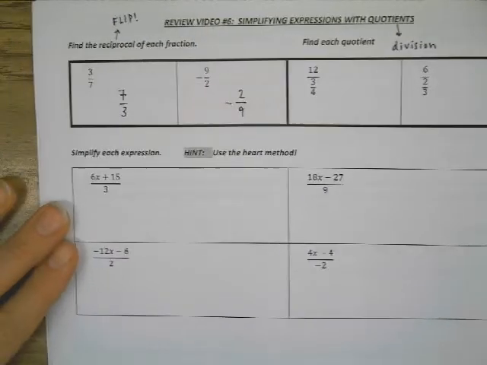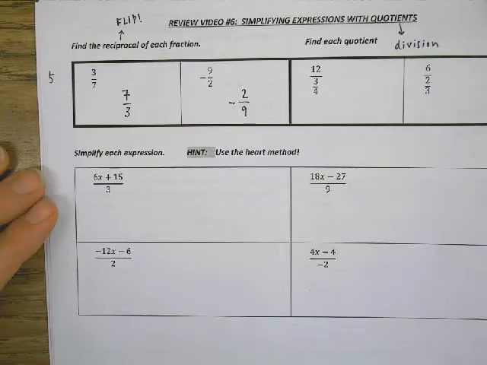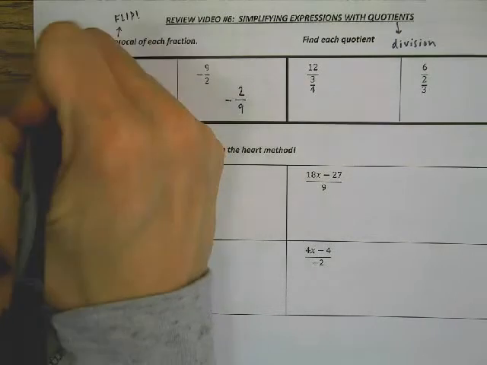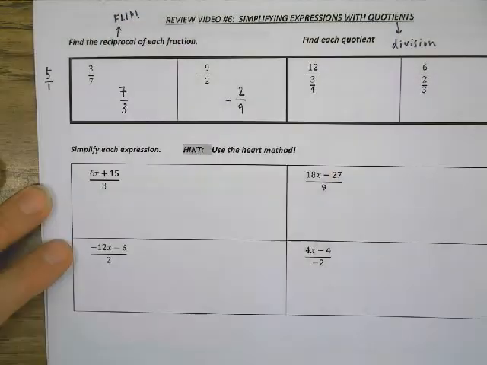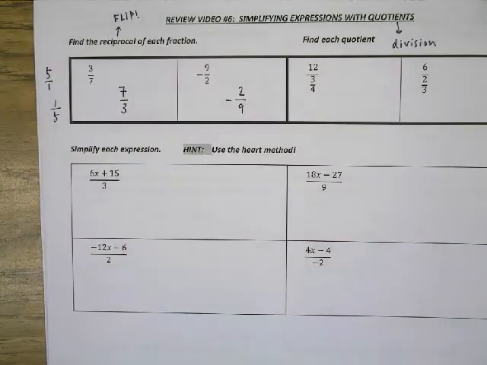Another example I'm going to add here, just because we haven't talked about it in a while. Let's say they gave you the number 5 and asked for the reciprocal. We need to remember that 5 is the same as 5/1. So if I were going to find that reciprocal, now I just flip, and my reciprocal would be 1/5.